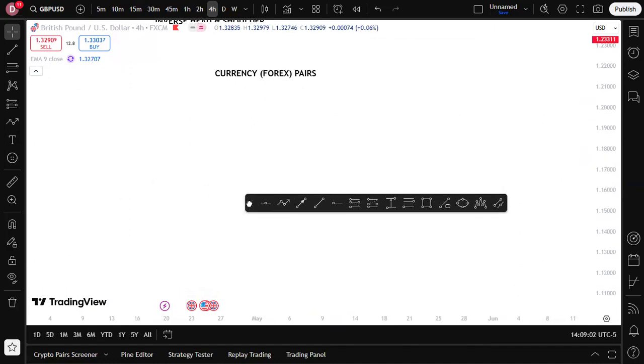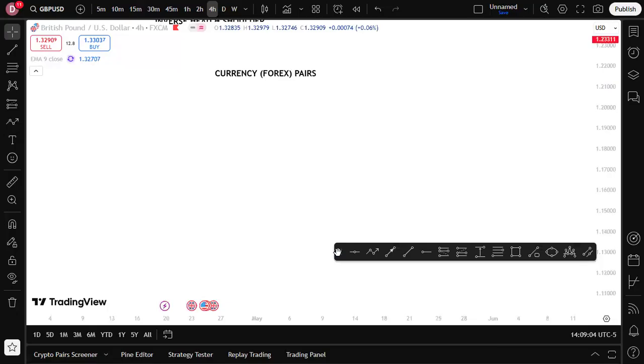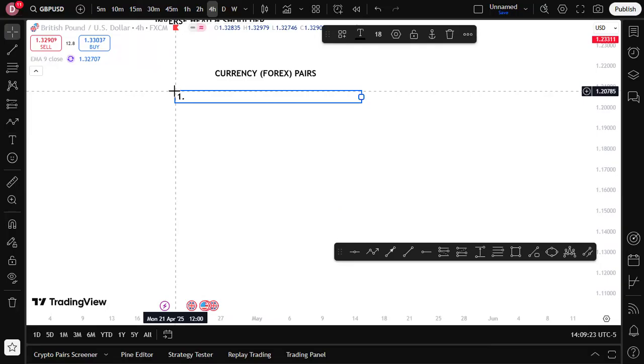Before then, let's start with something. Currency pairs are classified into three. Number one, we have the major pairs. Number two, we have the minor pairs. And then the third one, we have the exotic pairs.